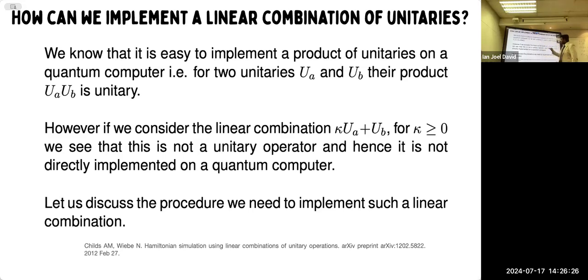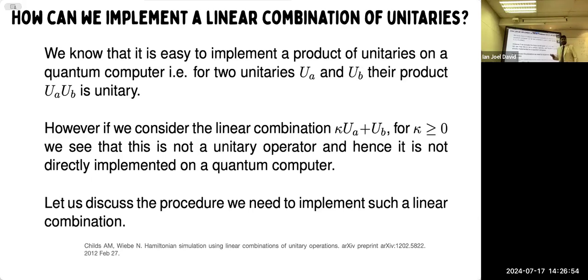However, when we consider a linear combination in the following way, where kappa is just some positive real number, and we just take the sum, we want to implement a linear combination like this. We see immediately we have a problem. This is not a unitary operator. And you can check for yourself if it's a unitary operator or not, but you'll see that it's not a unitary operator. So you can't directly implement this on a quantum computer.